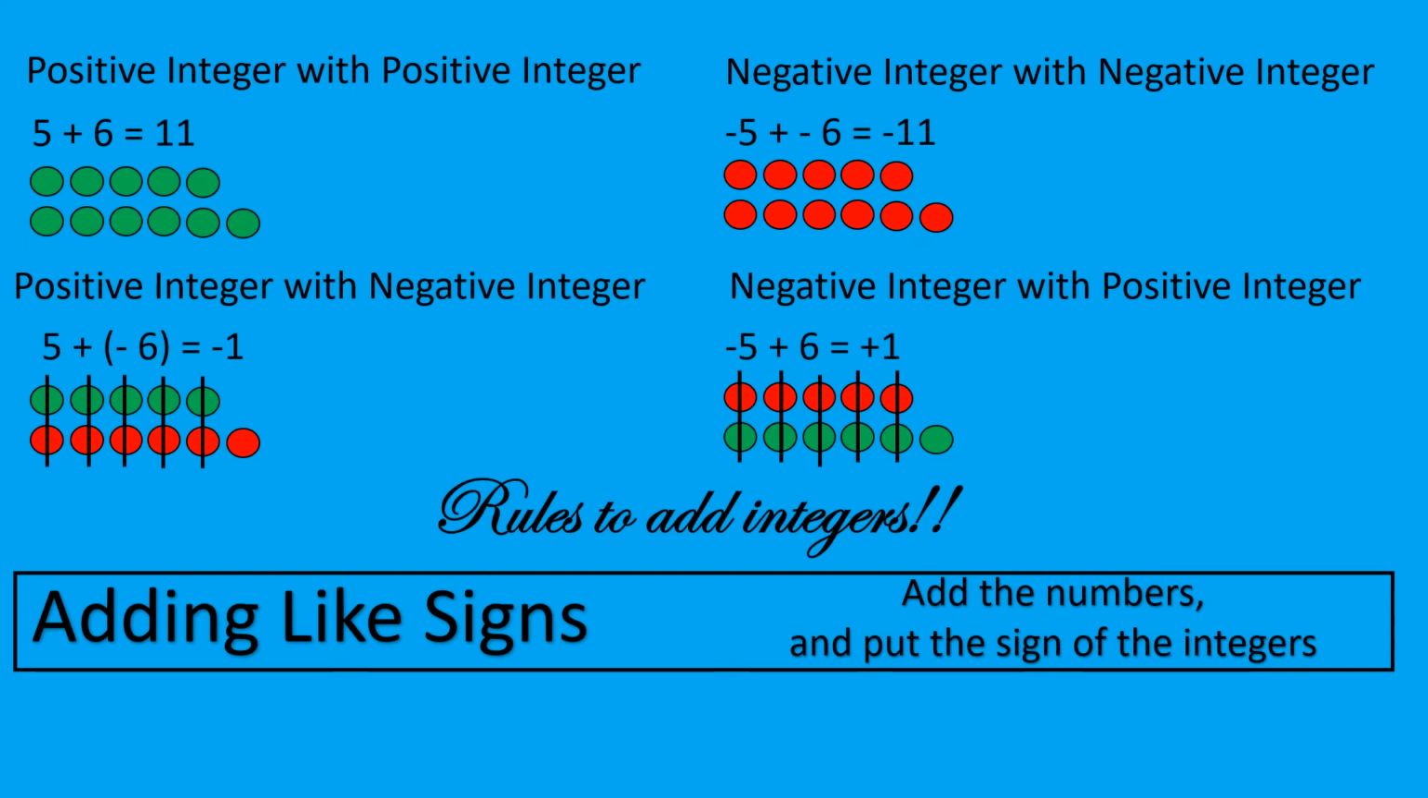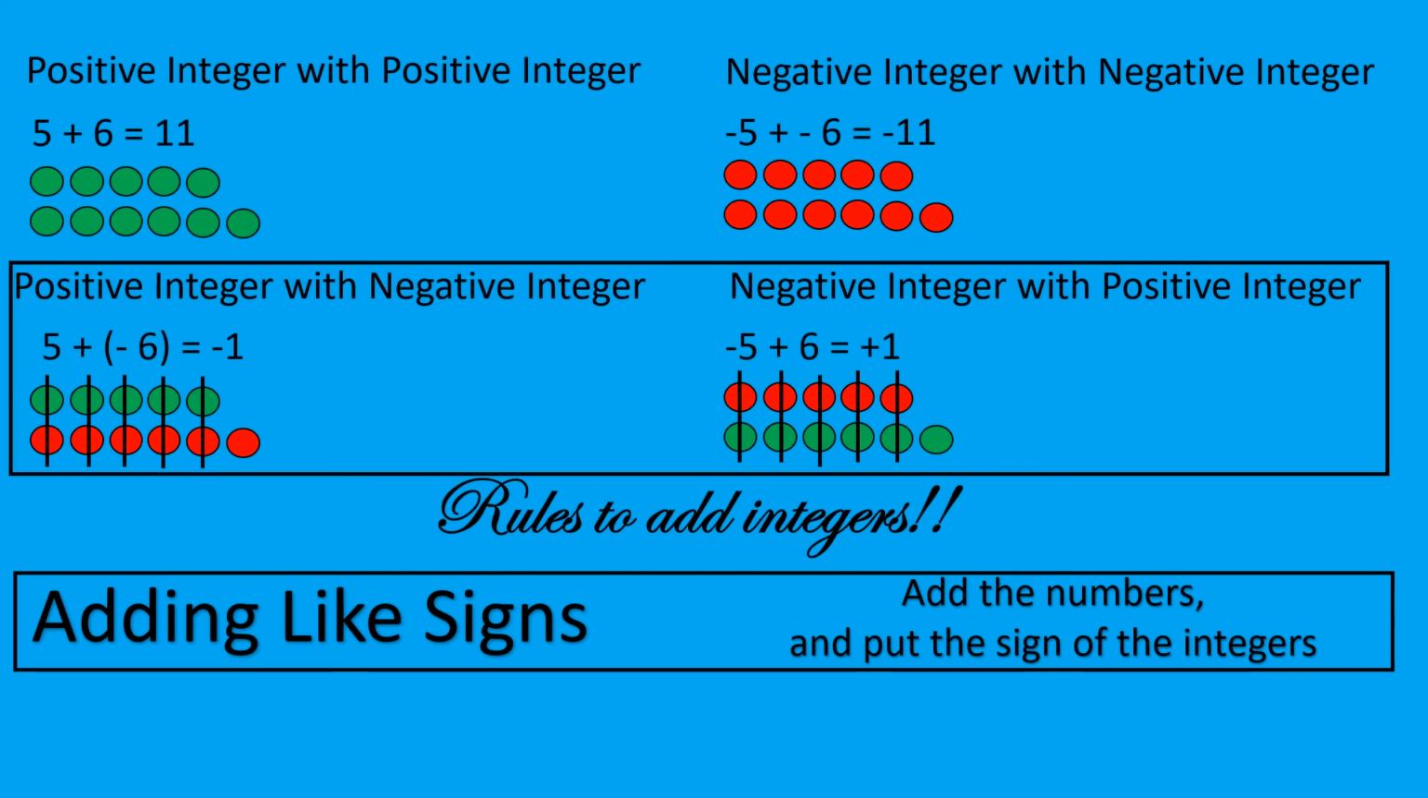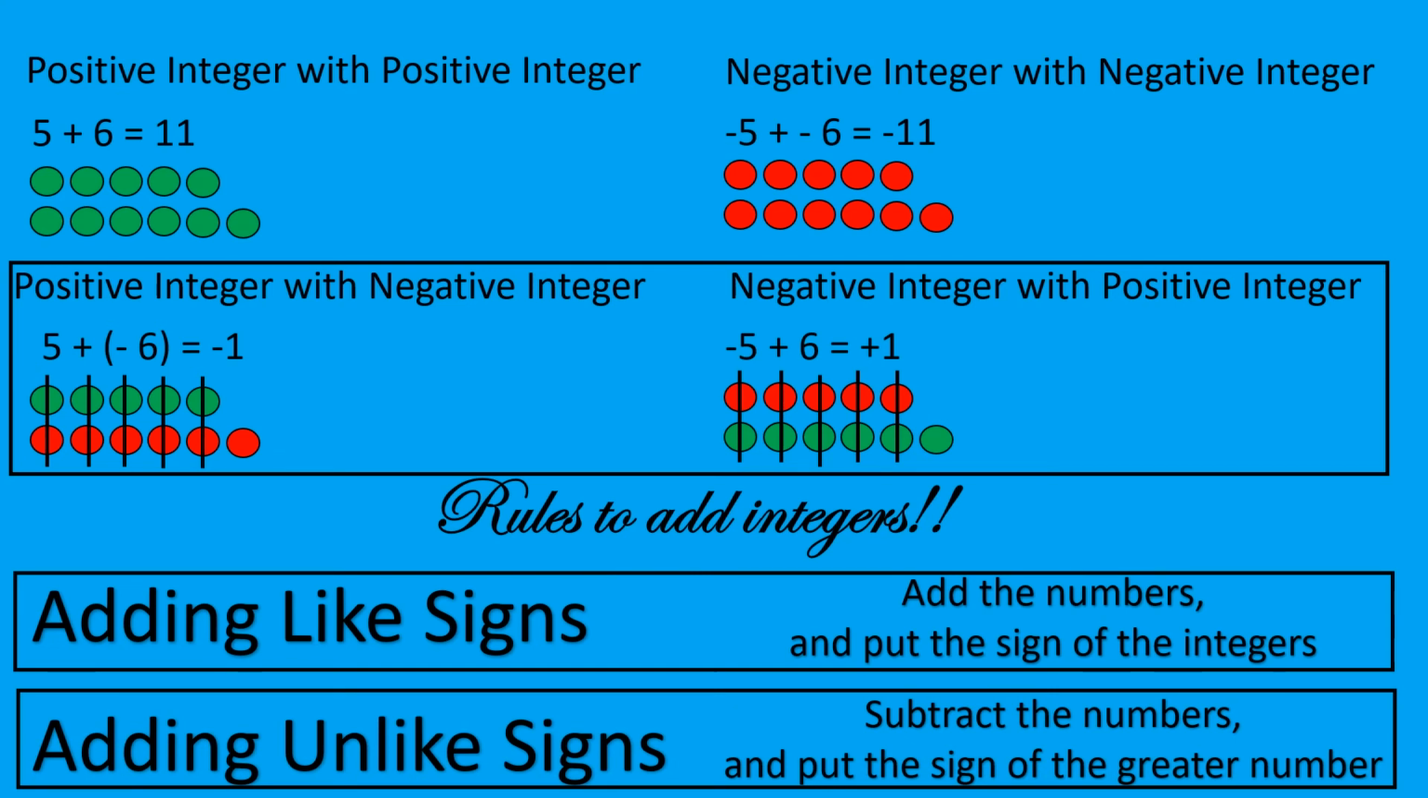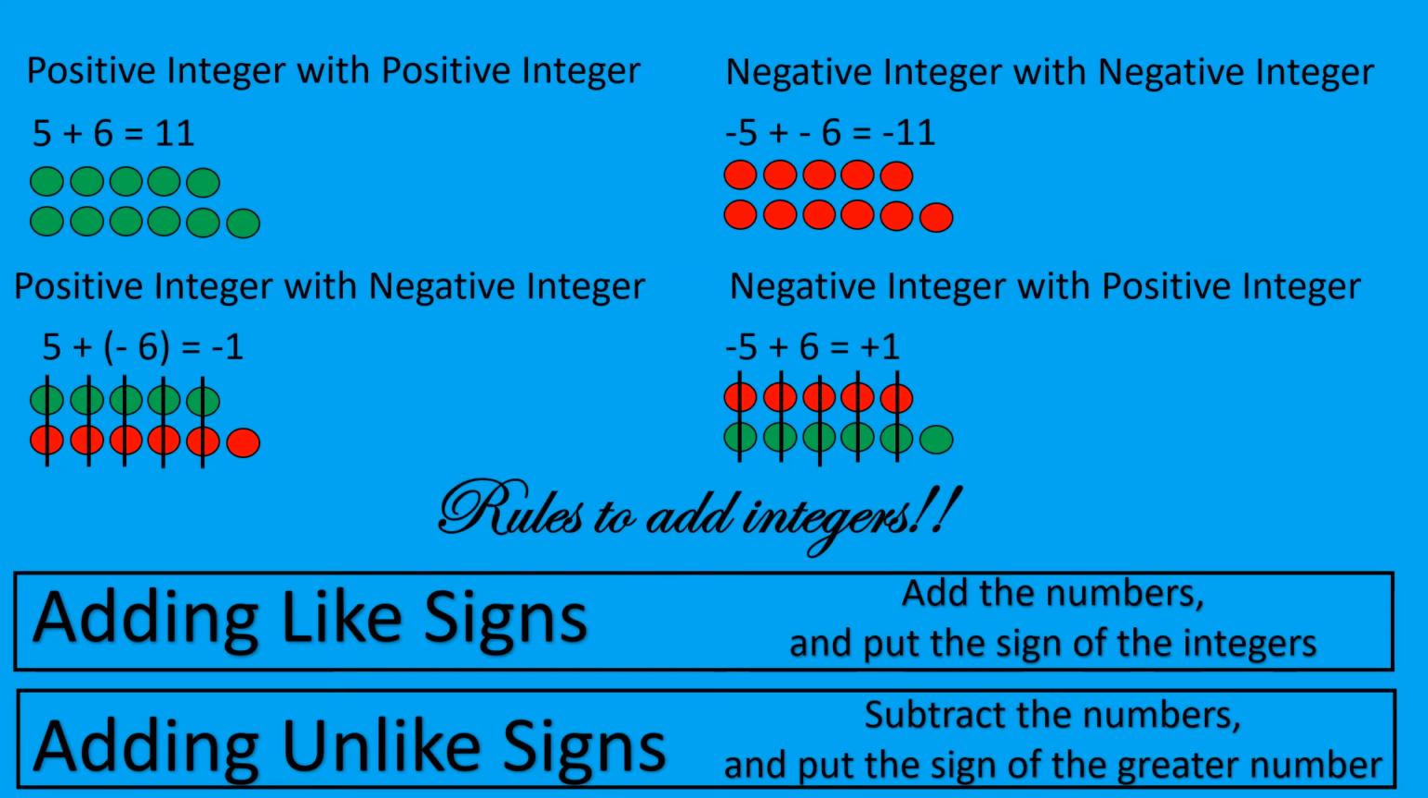So positive 5 added to positive 6 gave us 11 and negative 5 added to negative 6 gave us negative 11. When adding unlike integers, that is, one positive while the other was negative, what we did was we subtracted the numbers and we put the sign of the greater number. So in the first example, we have positive 5 plus negative 6. So we are subtracting 5 and 6 and getting 1, and since 6 is a bigger number, the sign is negative.